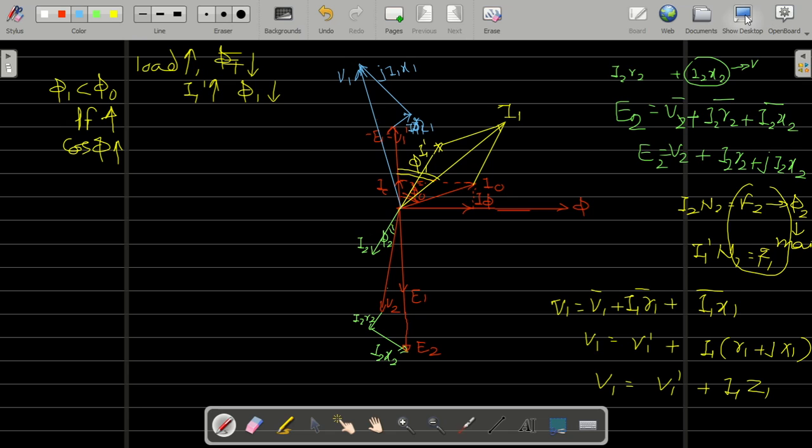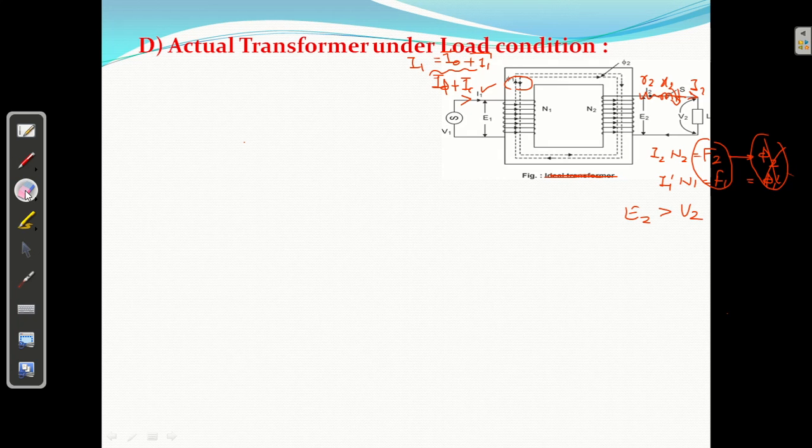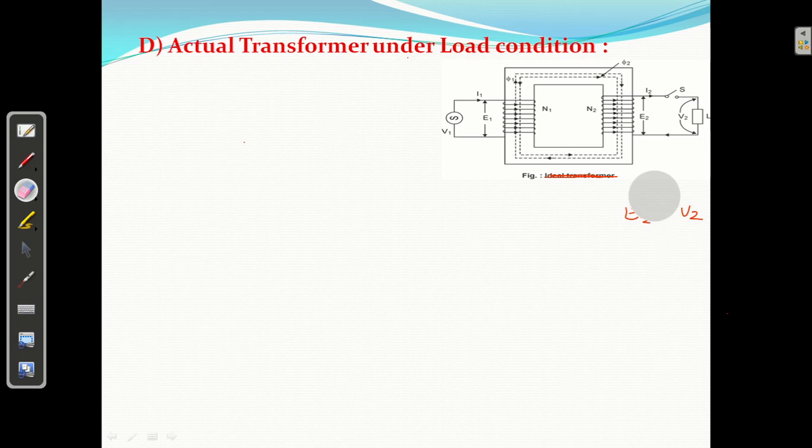OK, so I'm coming back. I'm rubbing it first. And this is the actual transformer, right? So I think it is okay.